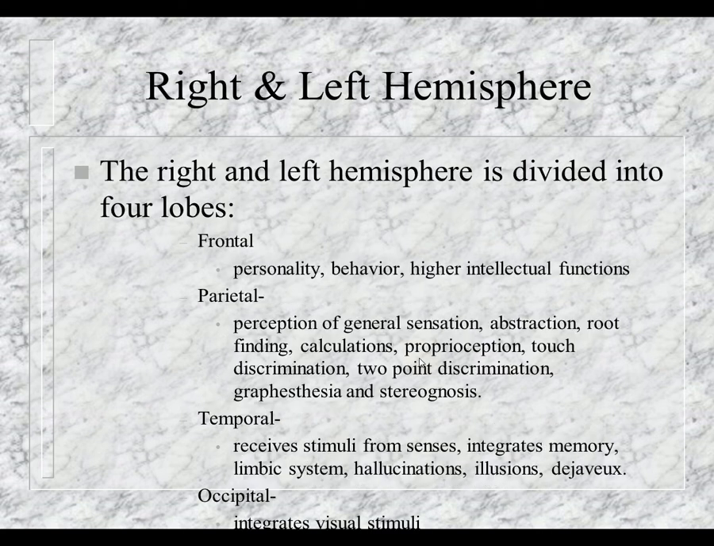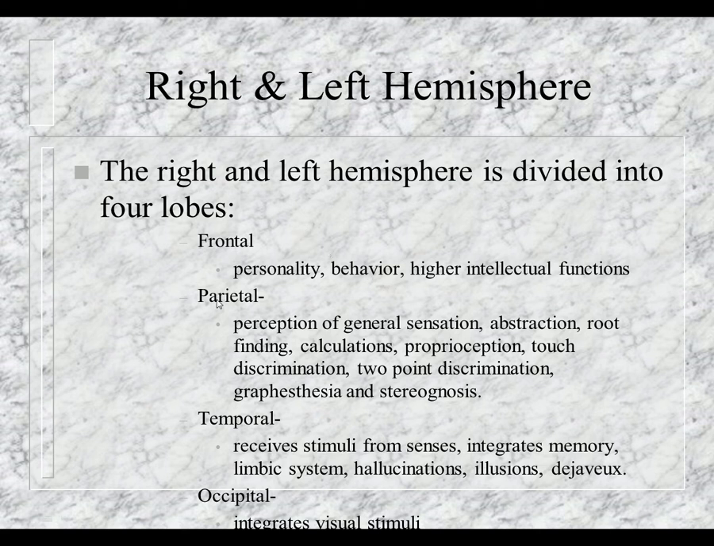The right and left hemisphere is divided into 4 lobes. You've got the frontal, the parietal, the temporal, and the occipital. The frontal is responsible for our personality, behavior, and our higher intellectual functioning. So this is where we have a lot of our creative thinking, our problem solving, and I know what some of you are thinking. I was cheated. I know I was. Fine motor movements is also located there.